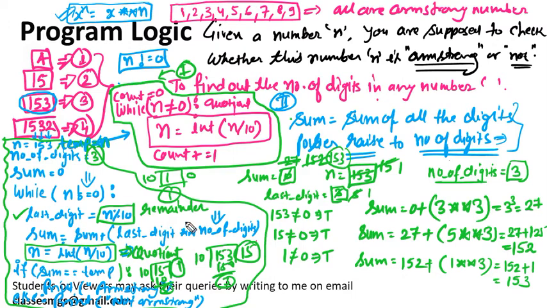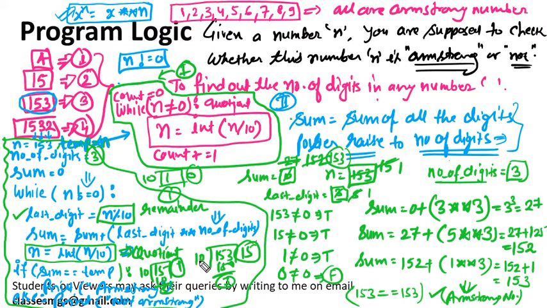Again the number will be divided. In this case the quotient will be 0, and since n is 0, the condition n not equal to 0 becomes false, and the loop will be terminated. Now we are going to check: the sum value is 153, and the temp value is 153. If 153 is equal to 153, then it is an Armstrong number. So this is the logic to check whether a number is Armstrong or not.